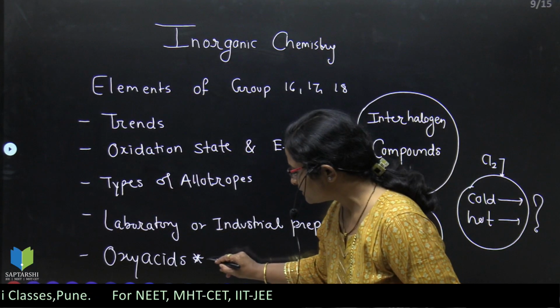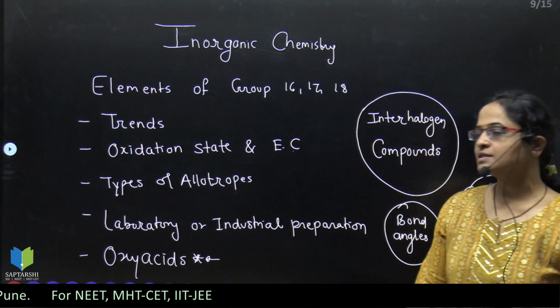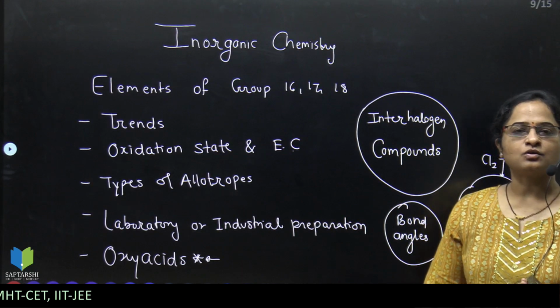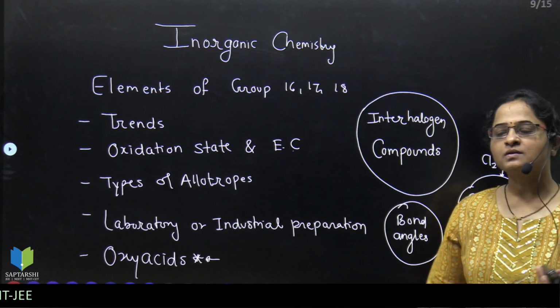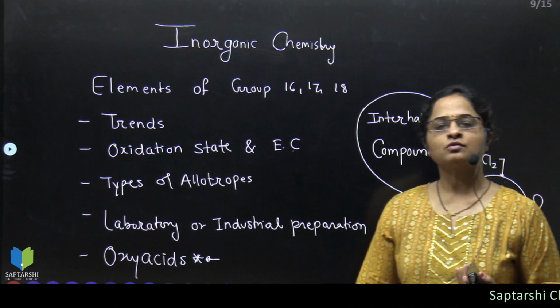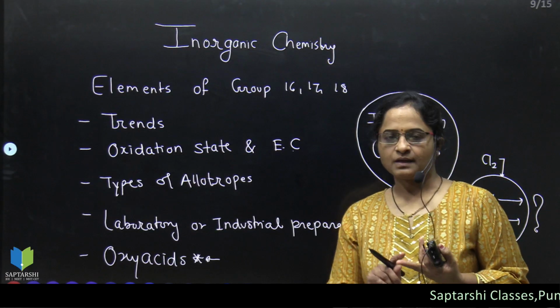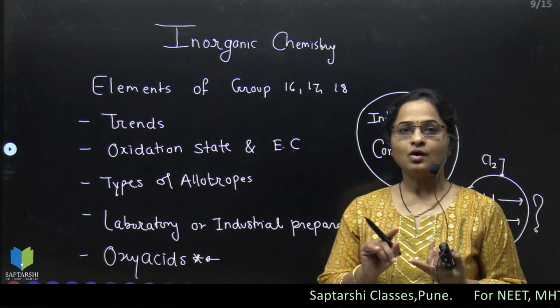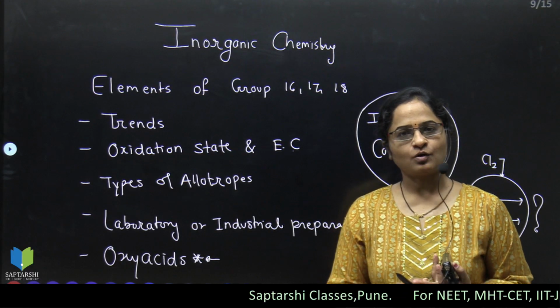And the very important part is oxyacids. It could be oxyacids of sulfur, it could be oxyacids of halogens. Okay, so what will be the questions on oxyacid? Either the name of that oxyacid, structure of that oxyacid, or the oxidation state of that oxyacid.